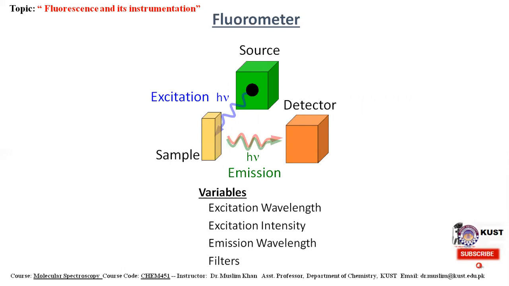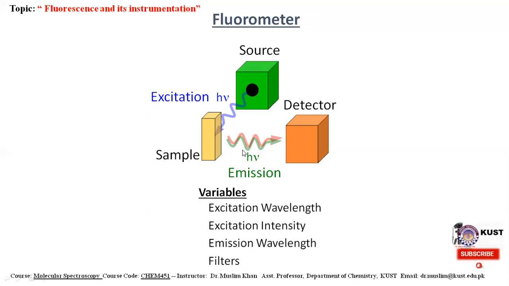So when going towards the fluorometer, all types of fluorometers have the following basic components. First of all, the light source. This light source is necessary in fluorescence for the excitation of the sample. And then a wavelength selector, with which we select the wavelength for the sample, and then sample cells.